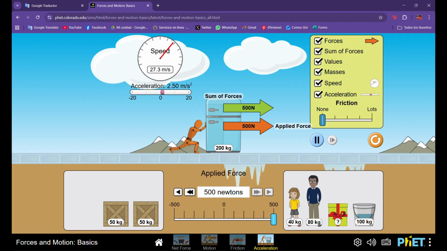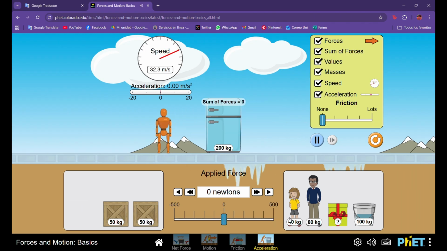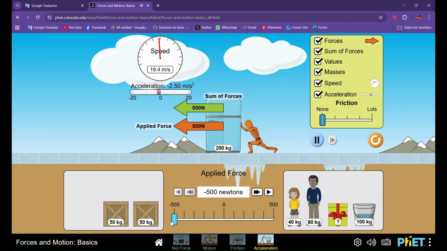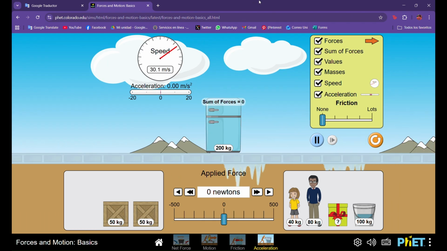If I want to stop the motion of the fridge, I need to apply enough force to overcome the forces applied to the right side, until the acceleration is negative 2.5 meters per second squared, and then it goes again. And this happens with all the things that we see during daily life.